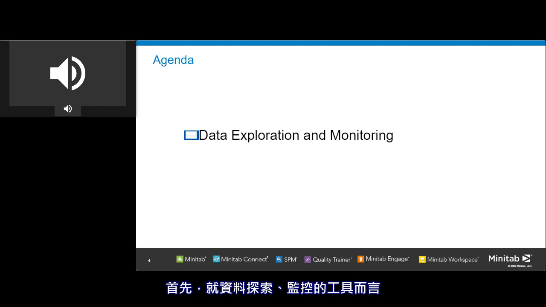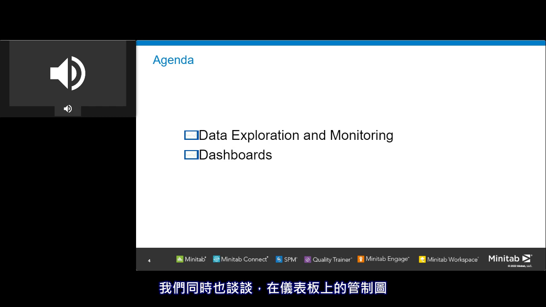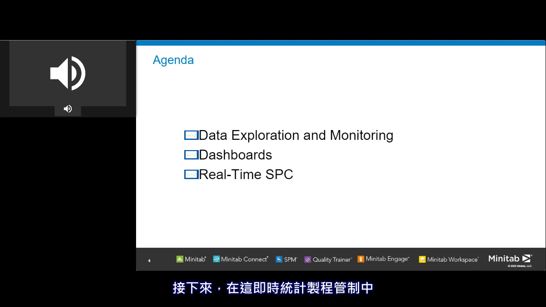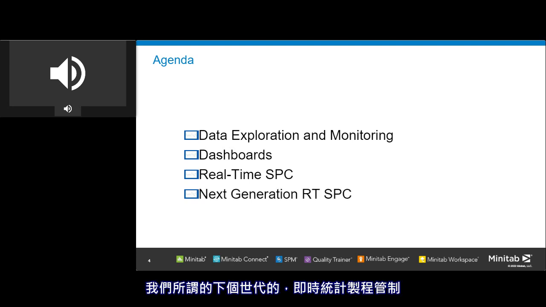First, as a data exploration and monitoring tool. We'll also talk about the use of control charts within dashboards. These could be business dashboards. They don't have to be a manufacturing setting. And of course, within the real-time SPC context, where we're using those control charts really to monitor the quality of our process and allowing us to react in a very quick way. Then we'll talk about what we call the next generation real-time SPC, adding other tools to our toolkit to help us make real-time SPC even more powerful and more effective.